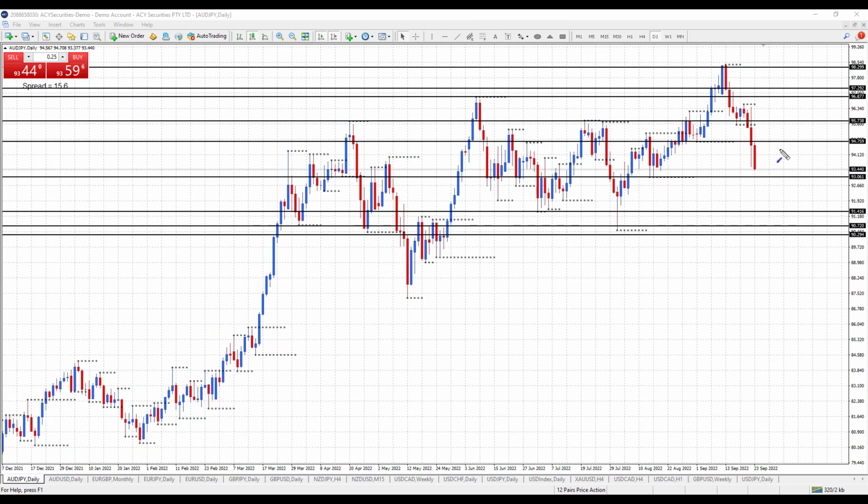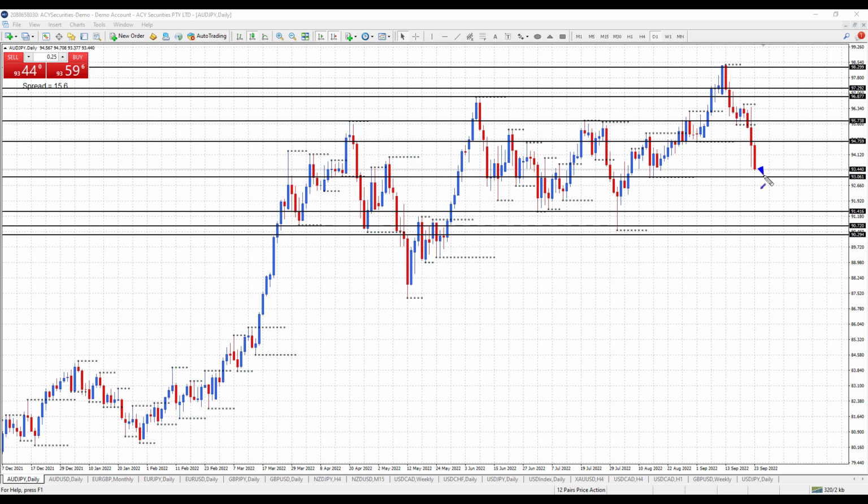Now I'm on the Aussie yen daily chart, got my monthly, weekly, daily support and resistance levels all drawn in. Very volatile at the moment, so be very careful. Now we obviously sold down on the Aussie yen last week, breaking below 94.75 daily support, heading towards the next level of support here at 93.06. So closing below the 94.00 level. So at the start of the week, the level to watch would be 93.06.